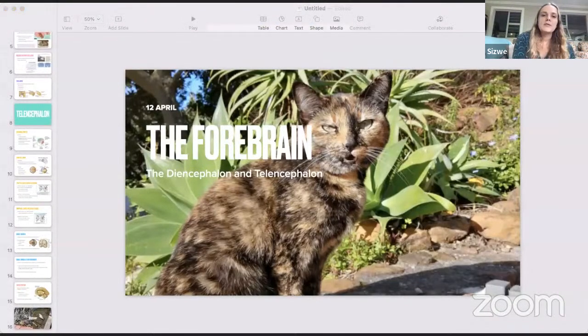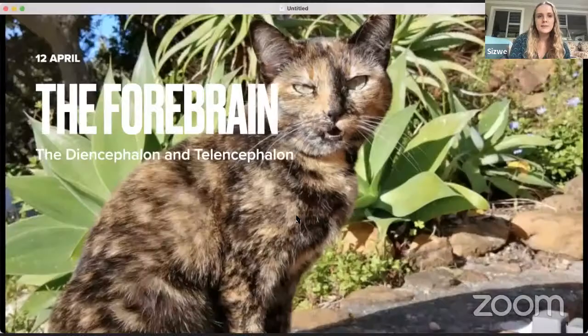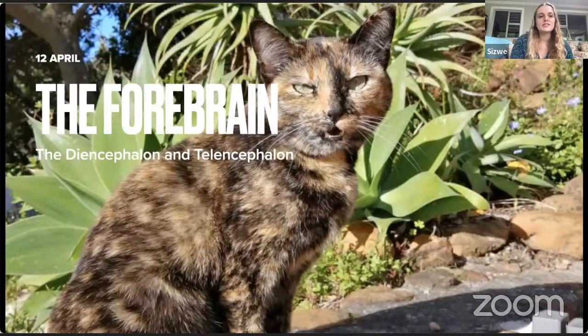So today we're going to be doing the forebrain. This is Mabel. This is my friend Dagon's cat. Let me just resume the share so you can see beautiful Mabel and see the same thing as me. And the forebrain, as I just mentioned, is divided into the diencephalon and the telencephalon. However you want to pronounce that, fine with me.